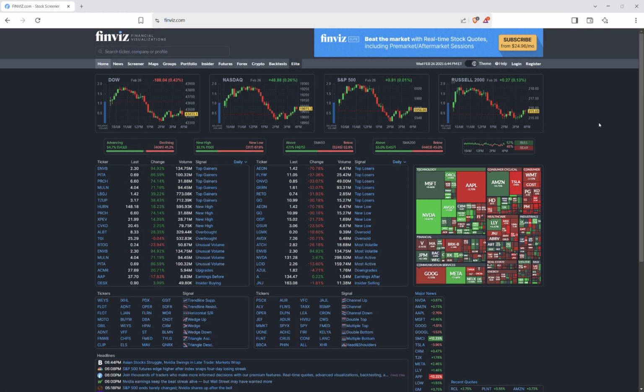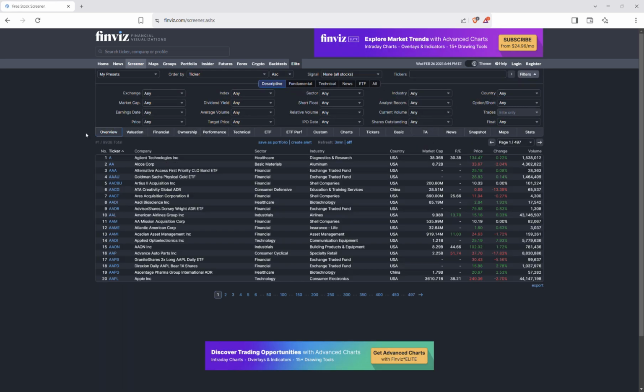Alright, so the first thing you're going to want to do is go to Finviz.com. It's totally free. It's going to take you to this homepage where you have the top gainers and losers for the day, as well as this nice map and some news. You want to go over to the screener tab where it's immediately going to give you this list of filters. It's initially only going to be descriptive. We want to go over here and switch it to all.